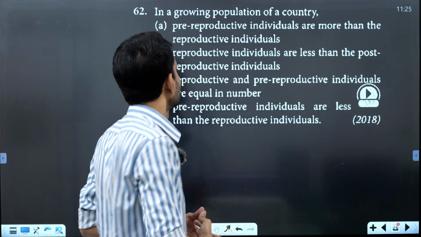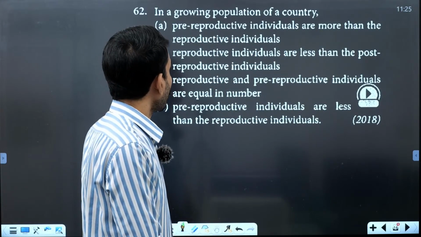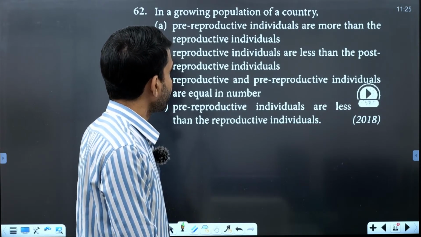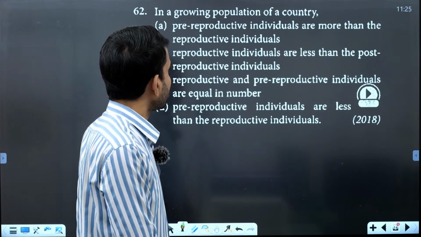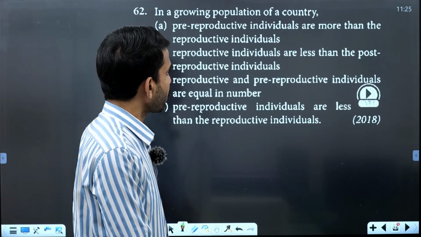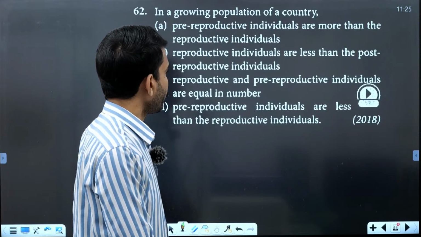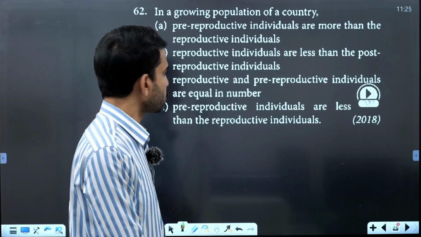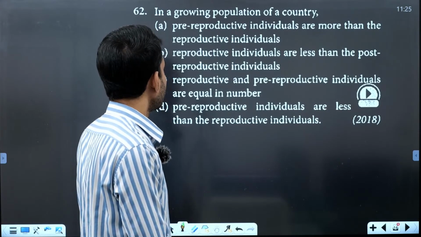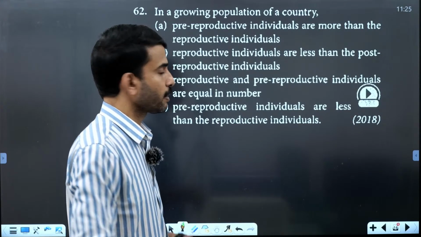Next one, in a growing population of a country, option A, pre-reproductive individuals are more than the reproductive individuals. B, reproductive individuals are less than the post-reproductive individuals. C, reproductive and pre-reproductive individuals are equal in number. Then D, pre-reproductive individuals are less than the reproductive individuals.